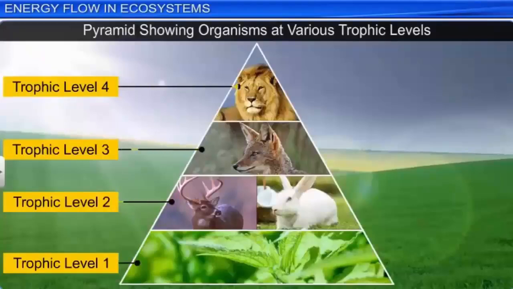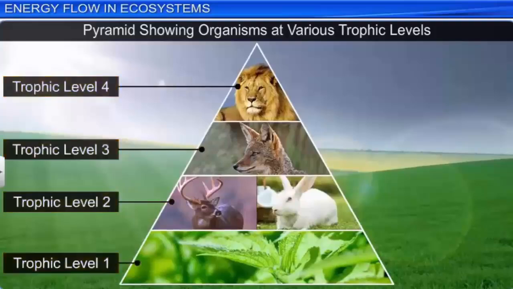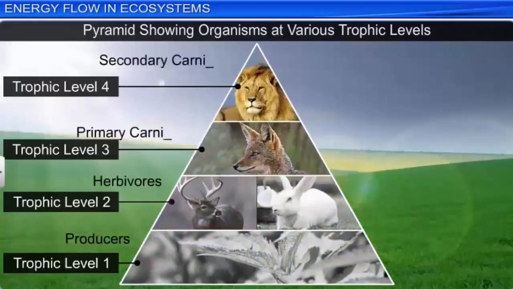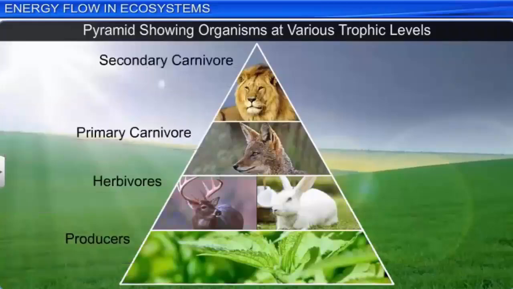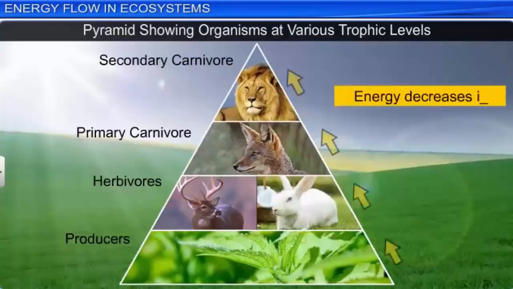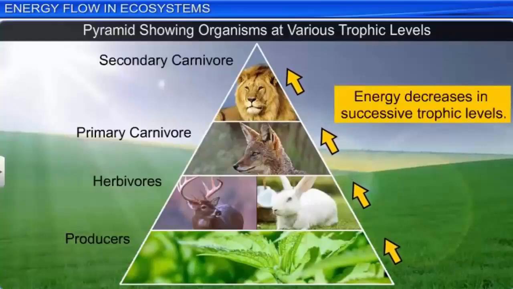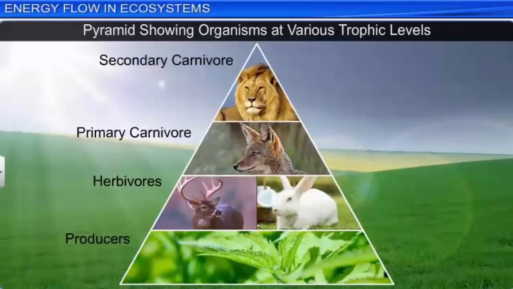Now, all organisms in a food chain occupy a specific place in the ecosystem depending on their source of food and nutrition, which is known as their trophic level. Producers belong to the first trophic level, followed by herbivores and finally carnivores. Also, the amount of energy decreases in successive trophic levels, and organisms at each trophic level fulfill their energy requirements from organisms at the lower trophic level.